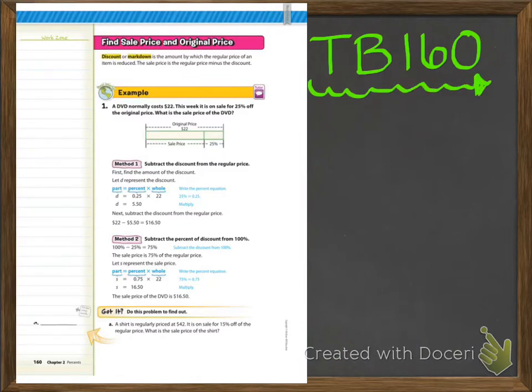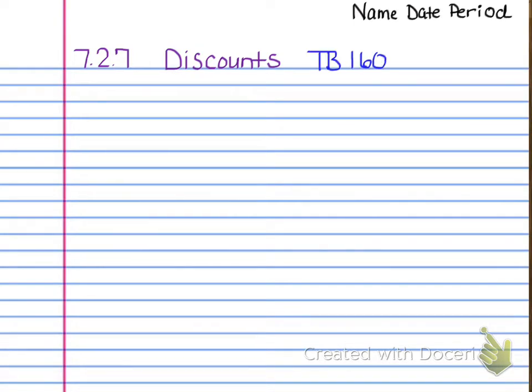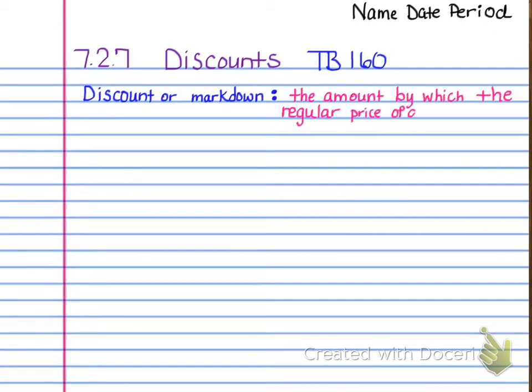You're going to be first looking at textbook page 160, and you want to head your paper like you see here: 7.2.7, discounts, textbook page 160, and name, date, and period in the top right corner. So the first thing that you're going to do is write down this vocabulary information here. It says a discount or a markdown. It'll be called either one of those.